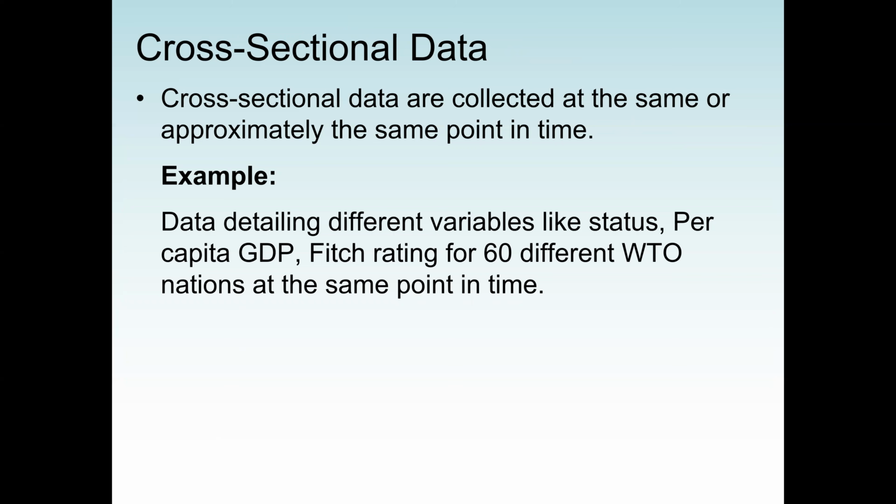Cross-sectional data means I will collect the patient data at a particular point in time. Today at 2 p.m., I collect the patient's blood pressure. I'm not going to compare it with tomorrow or another time. So cross-sectional data are collected at the same or approximately the same point in time. The example given here is data detailing different variables like status and per capita GDP. This is the example we saw for the WTO nations. This data are collected at the same point in time. For example, the GDP for a particular country was collected at a particular time.